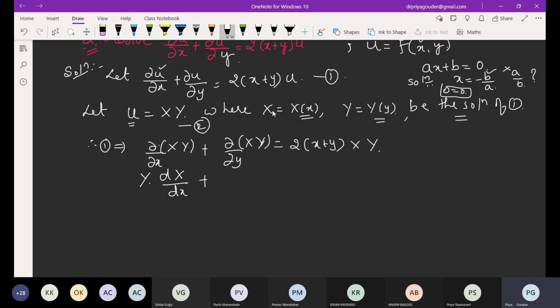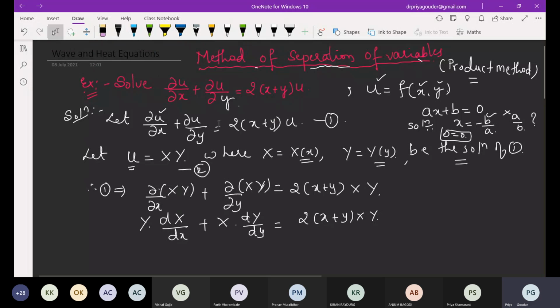Similarly, what can be taken out from the second term? Capital X is constant. The remaining thing is dY by dy. So dY by dy is equal to 2 into x plus y into XY. This method is called the product method, because you assume the solution in the form of a product. One more name is separation of variables.